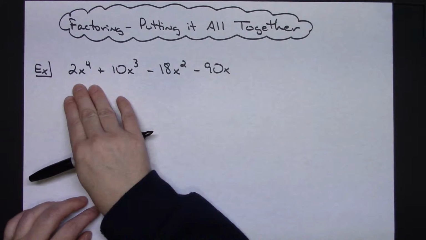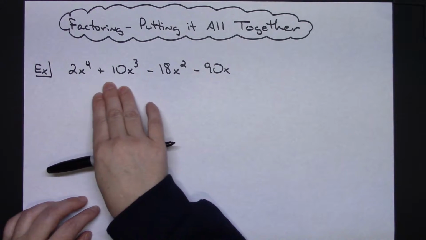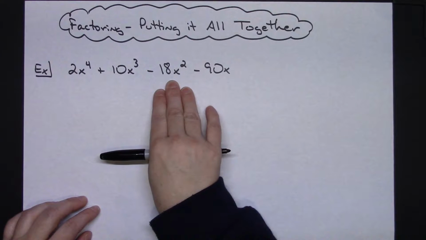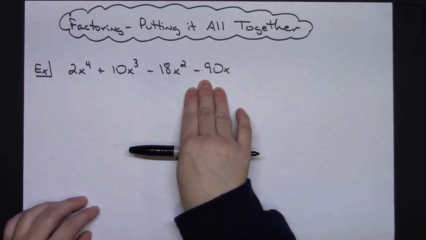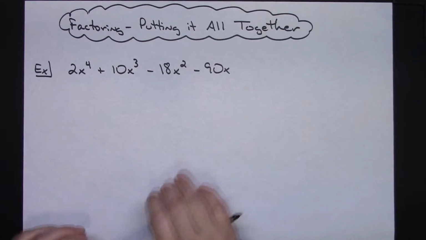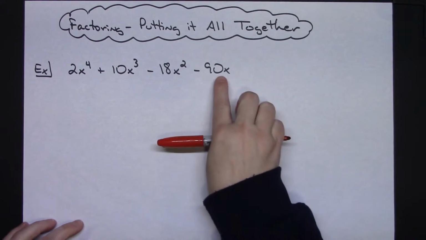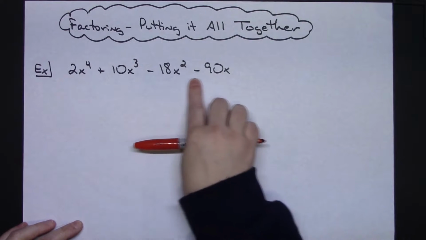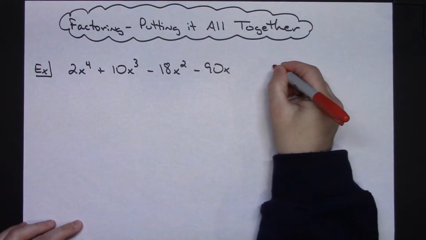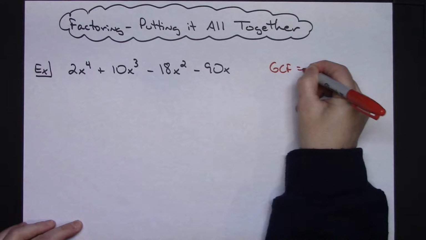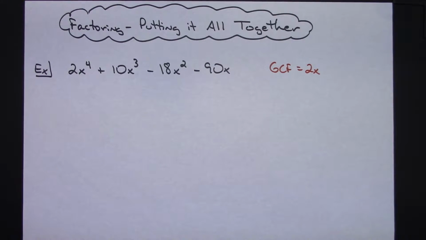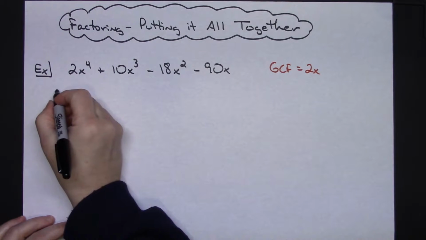In this example, we've got 2x to the fourth plus 10x to the third minus 18x squared minus 90x. Alright, first thing that you should always do is go through and look to see if you can find a greatest common factor. In this, we do have a greatest common factor. It's going to be 2x. So that's going to be the first thing I'm going to do. I'm going to factor out a 2x from each term.